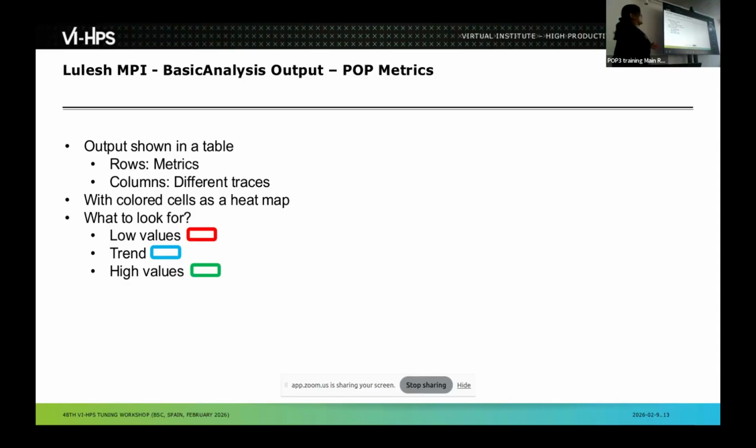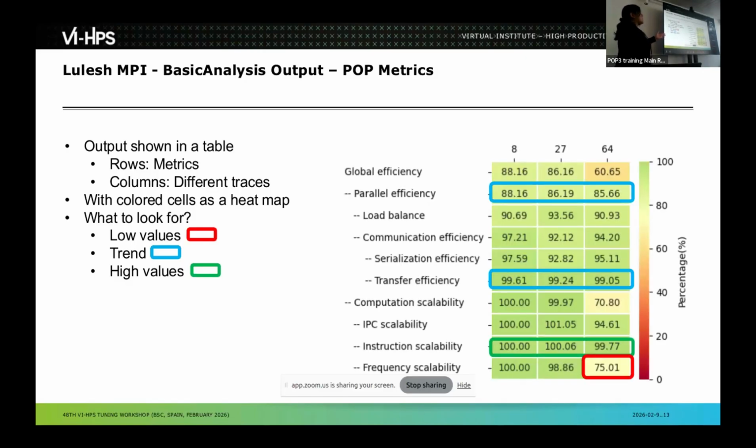I remember that Marta explained the other day the values in our table. This is the output that we provide with basic analysis, where we have the number of processes in the columns and the metrics in the rows. This is an MPI application, so we see this kind of table. Remember, when we work with this kind of output, we need to look at the red values that we mark with our color. This is the idea, to focus on that part, but it's also important to focus on the trends and the high values.